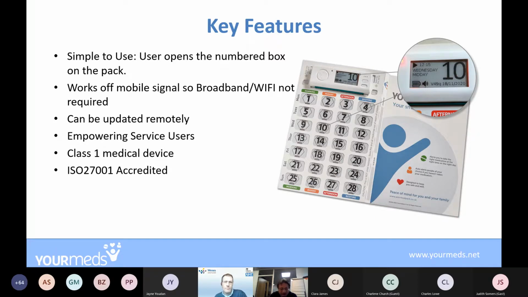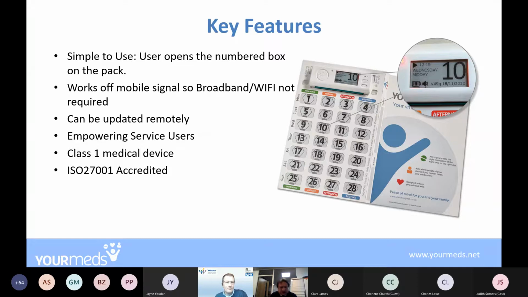I think of relevance as well is that YOURmeds is portable and mobile. It works off a mobile network rather than broadband and Wi-Fi, so it makes it able to be more inclusive for the elderly, with lower costs, although we have built functionality which will be rolled out early next year to work with Bluetooth and Wi-Fi in the home. For the user, it's very straightforward. At the appropriate time, the device alarms and shows a number. The user simply opens that number. Think of it, if you will, as a 28 window advent calendar. It really is that simple. The further away from the user you go, the more complex the system becomes. Finally, YOURmeds is a Class 1 medical device.